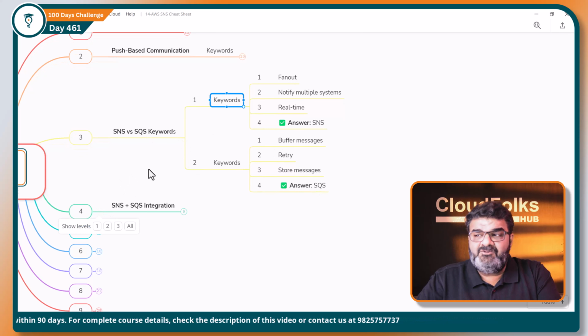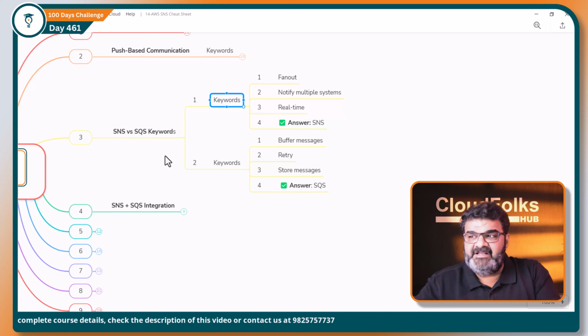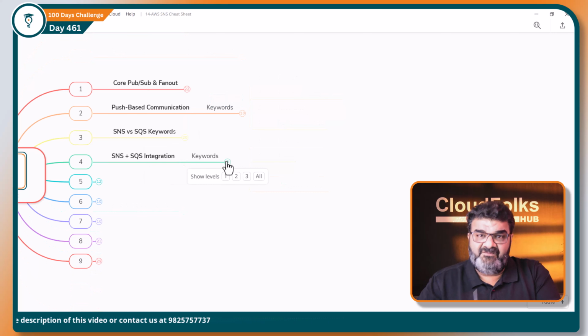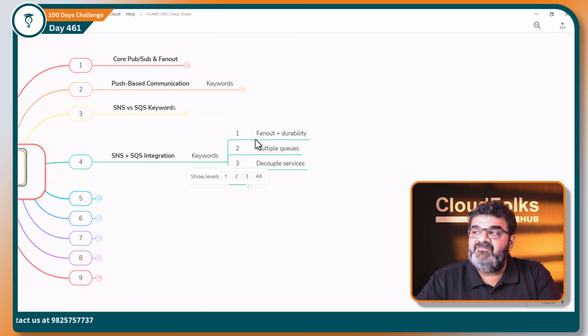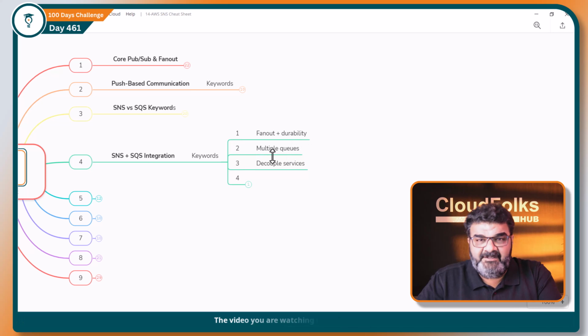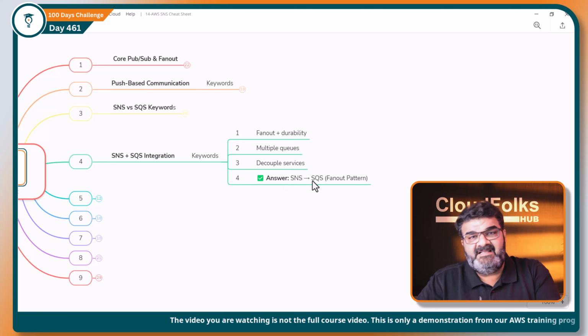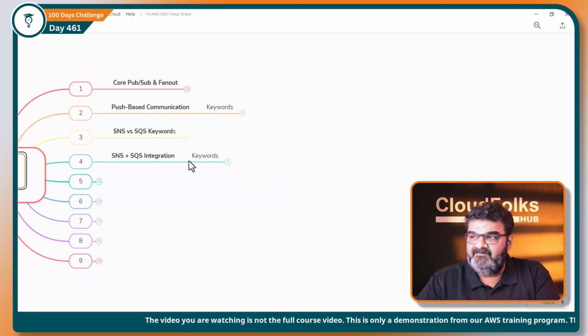Now, we are also going to get questions related to SNS plus SQS integration. Okay, so if the question is related to SNS plus SQS integration, here we have keywords: fan out plus durability, multiple queues, decouple services. Then the answer is SNS SQS integration.